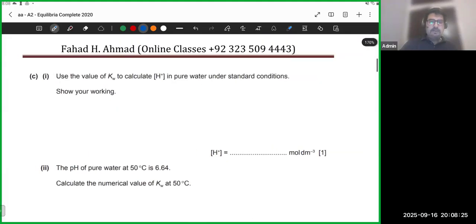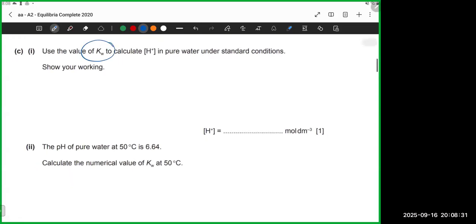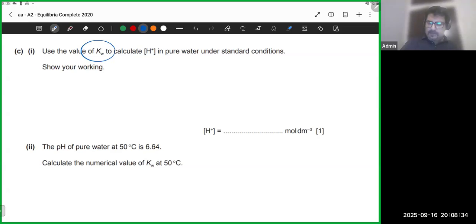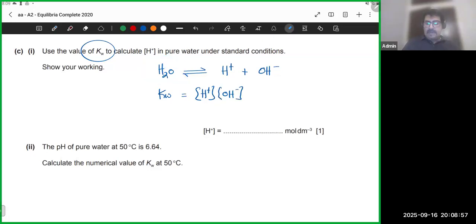Let's do a Kw question. Remember, we did all the equilibrium constants. What was Kw? Kw was the water ionization product. It was when water ionized, it would produce 2 ions, H plus and OH minus. Your Kw was the product concentration divided by the reactant concentration, except that you don't write the reactant, because whenever you have water, water is in large excess and its concentration is considered to be constant. So that's your Kw expression.